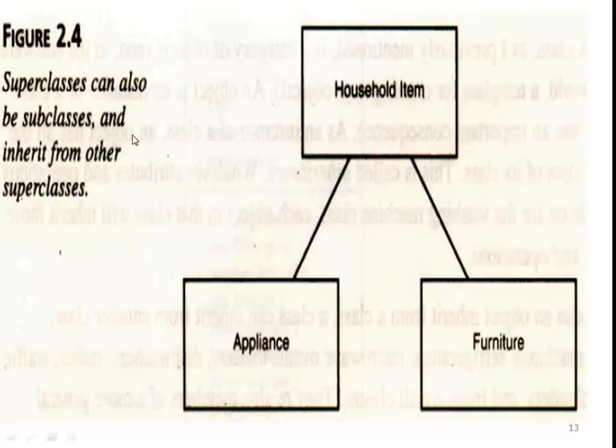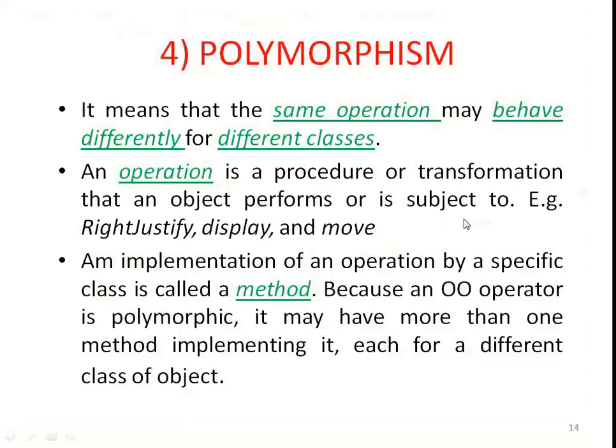A superclass can also be a subclass and inherit from other superclasses. The fourth factor is polymorphism. It means that the same operation may behave differently for different classes.